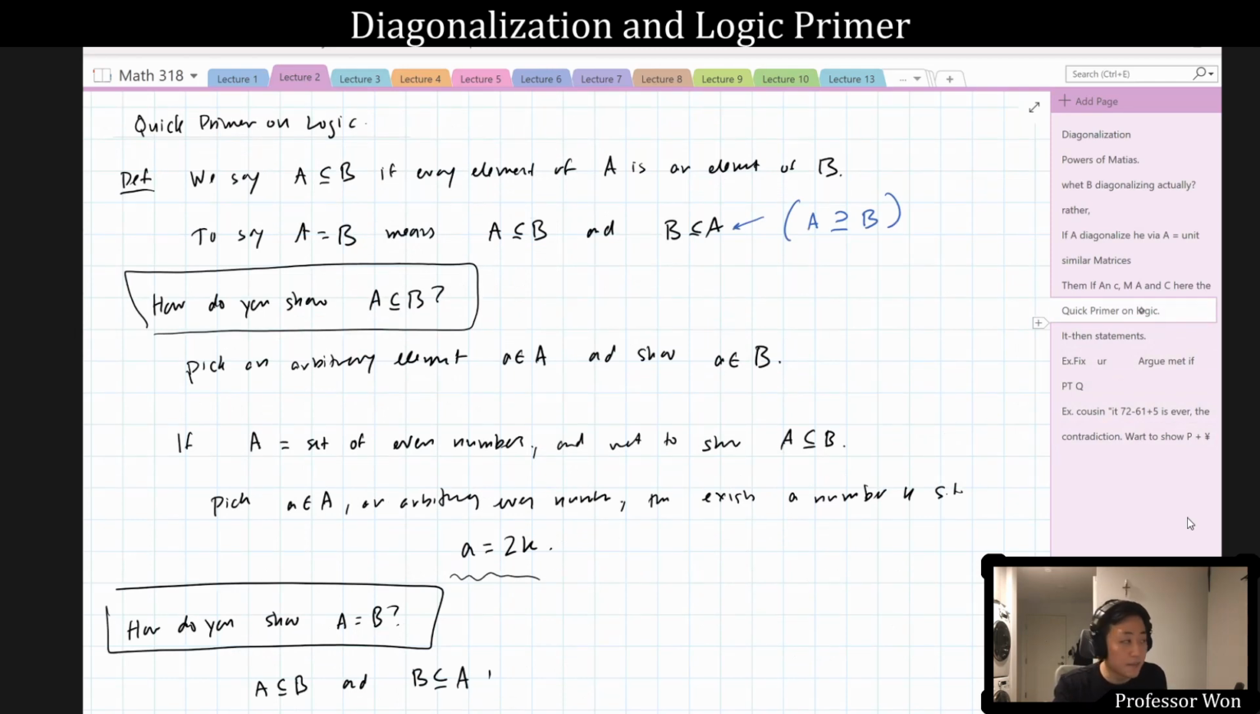Okay, so next time, what are we going to talk about? We're going to talk about permutations and the determinant, and your first problem set is due on Friday.